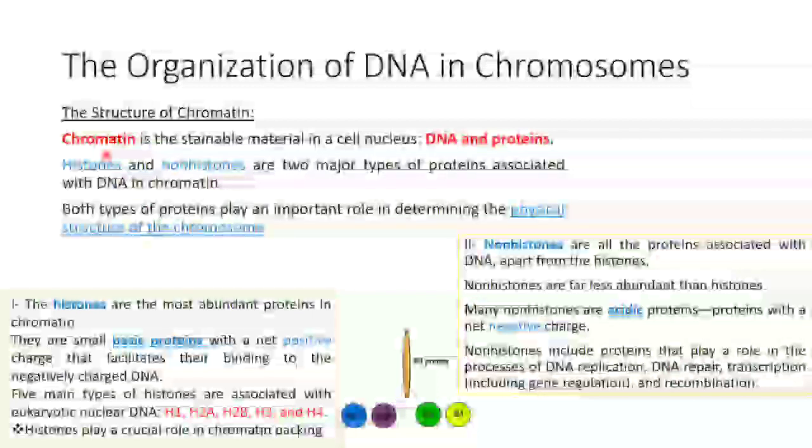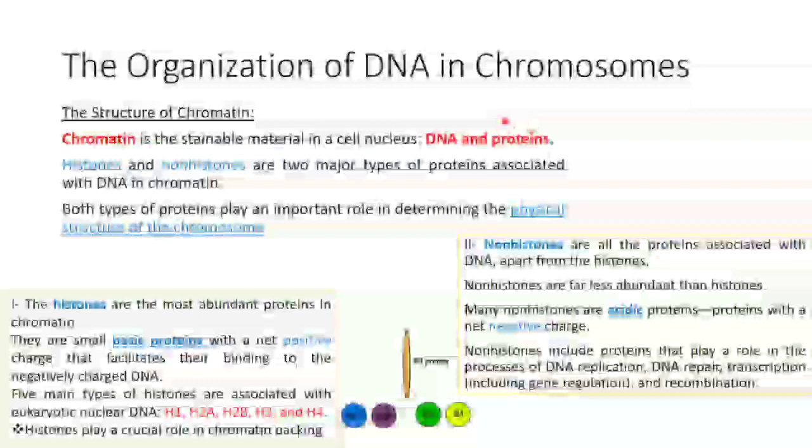From the name, guys, if we say chromatin or chromosome, chromo at the beginning of this term means colored body. But if you look at the chromosome or chromatin, you will see they are colorless. So why do the scientists call these bodies colored bodies if they are colorless? Because they discovered that these bodies can be colored using dyes, so they can be stained. So chromatin or chromosome are stainable materials in the cell nucleus composed of DNA and protein.